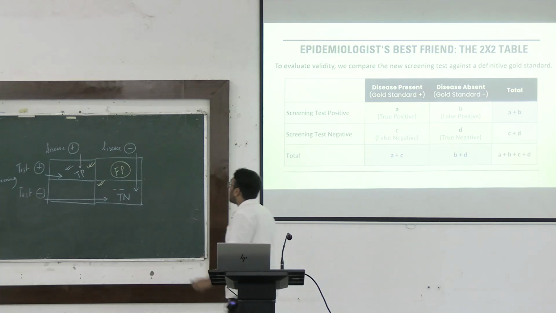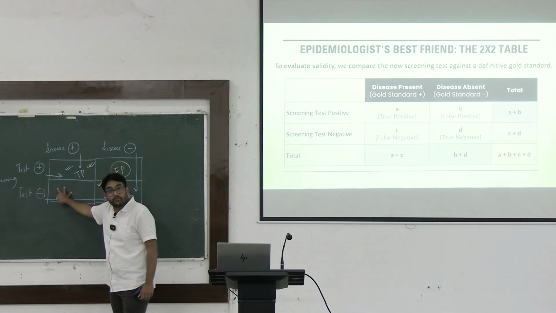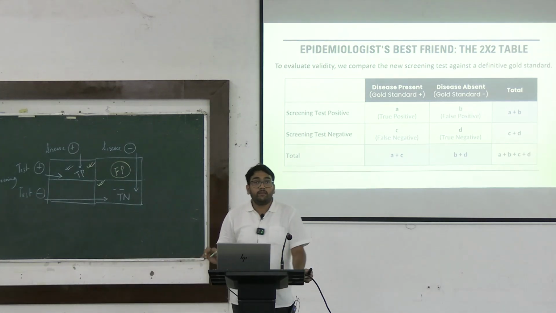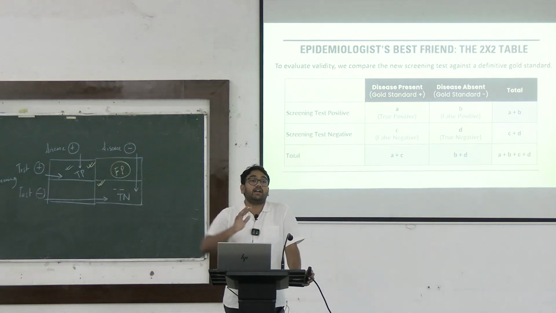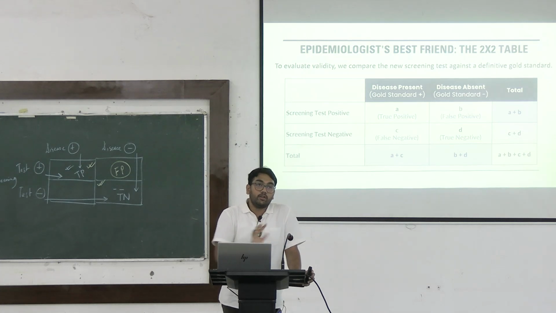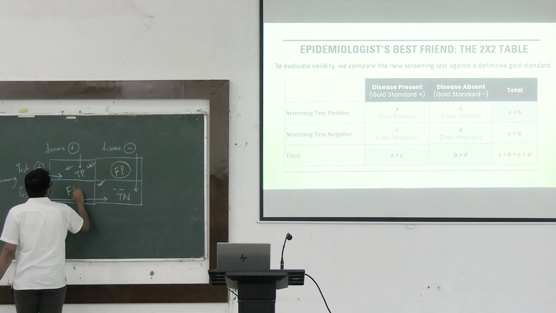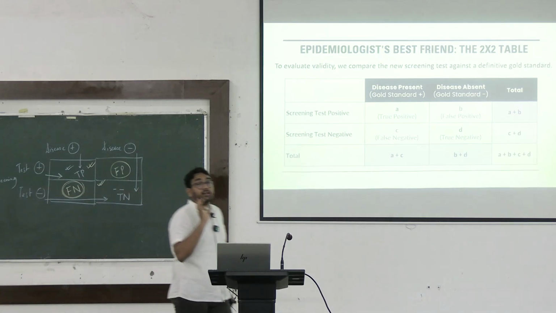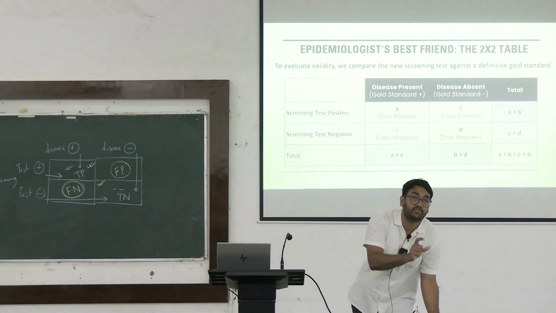Again, we have some people who really have the disease, but the screening test labels them as negative. That means the screening test is labeling them as negative, but the reality is that they have the disease. So again, this negative is false. So in this box we call them false negative.